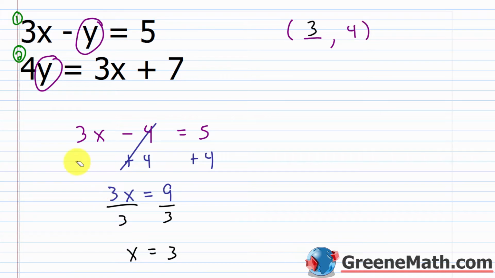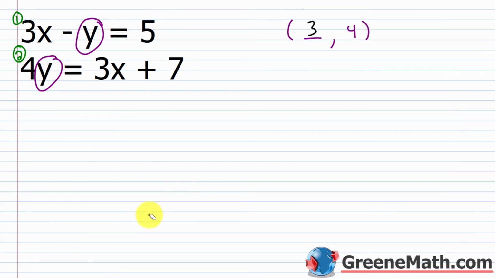Now the last thing we want to do is make sure that we didn't make a mistake. Remember, this has to work in both equations to be a solution for the system. So I'm going to take 3 and multiply by x. X is 3. Subtract away 4, because 4 is y, and this should equal 5. 3 times 3 is 9. 9 minus 4 is 5. You get 5 equals 5. So it works out here.